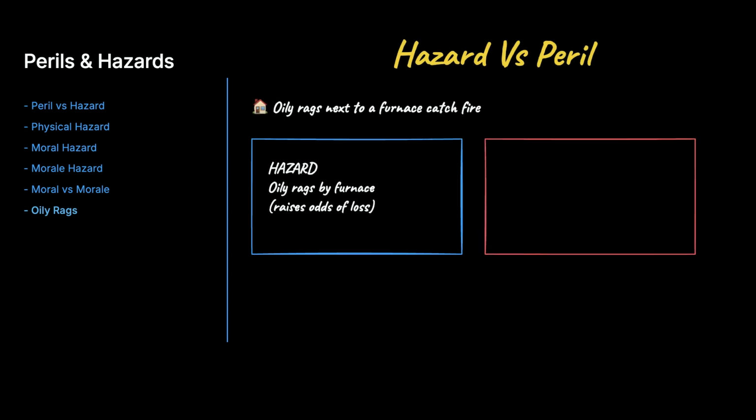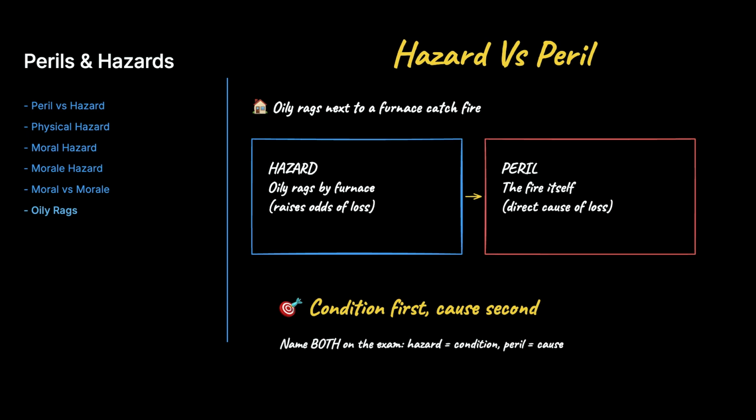Watch how this looks as a real question. A homeowner stores oily rags next to a furnace. A fire breaks out and you must name the hazard and the peril. Work it slowly. The rags by the furnace are the physical hazard, a condition raising the odds. The fire is the peril, the direct cause of the loss. That is all.